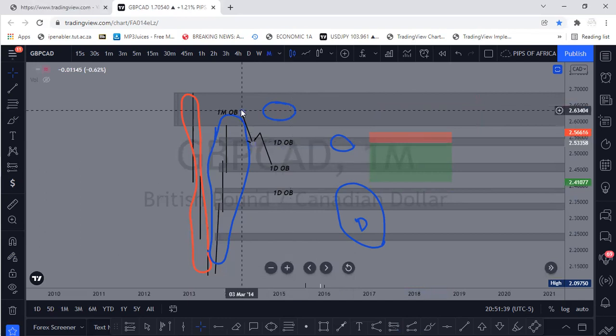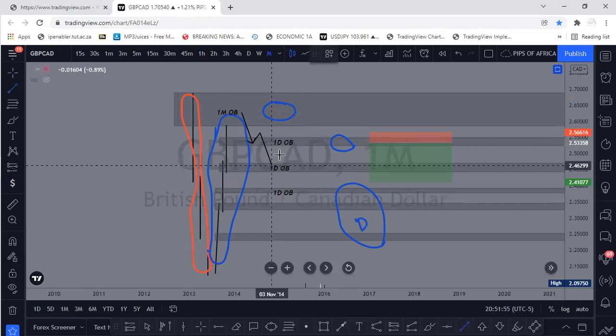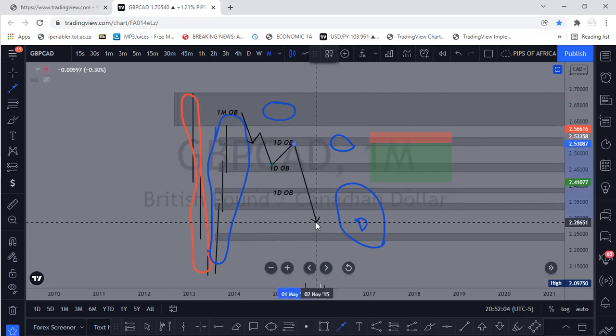The monthly order block will come to the downside, break the daily time frame, then come back to do what? To mitigate this daily order block that was broken. It will do this, come back to it, and then do what? And then drop. This is what will happen.